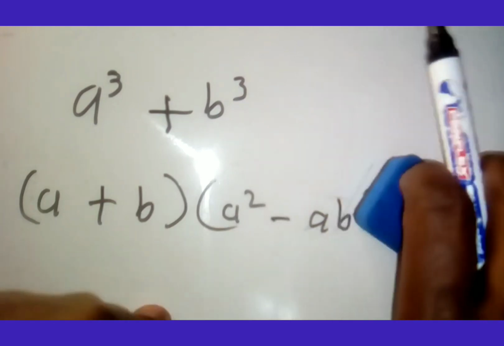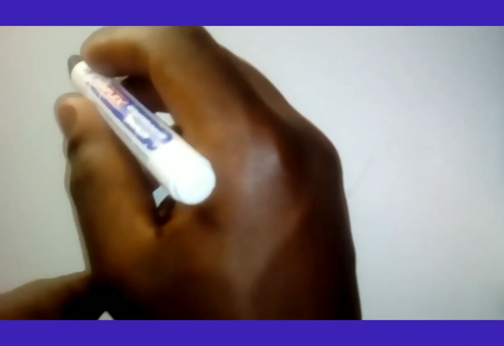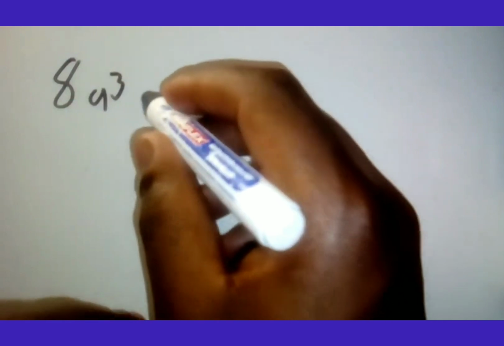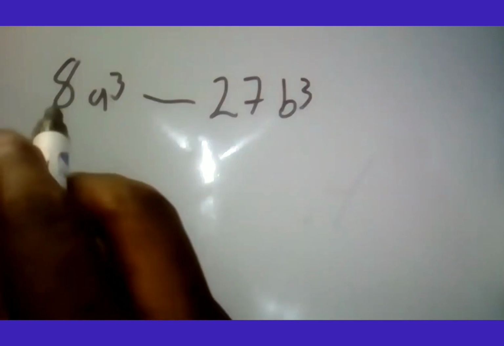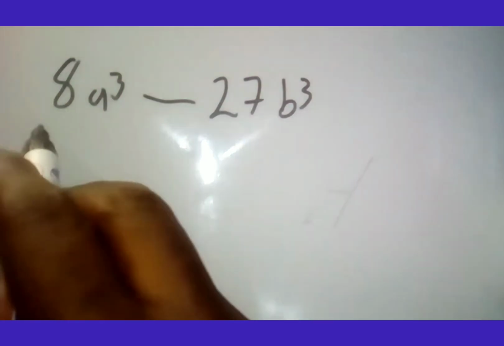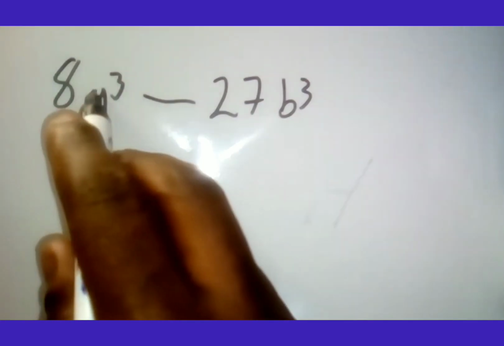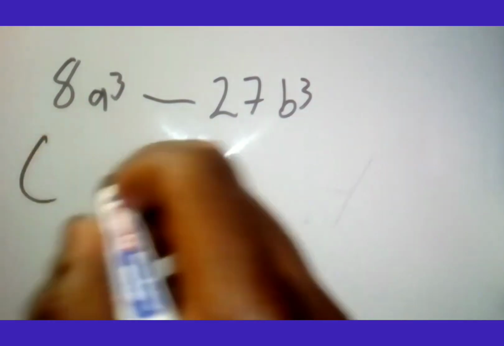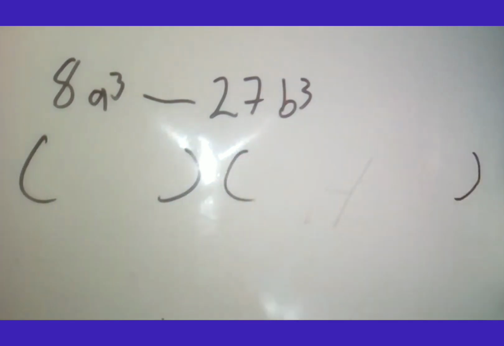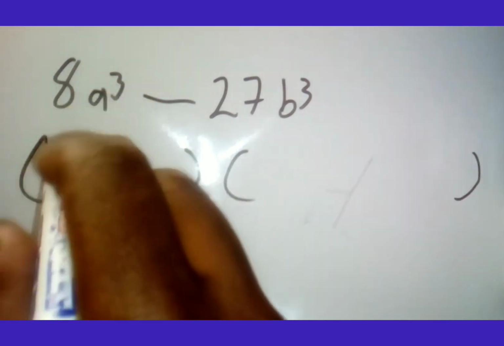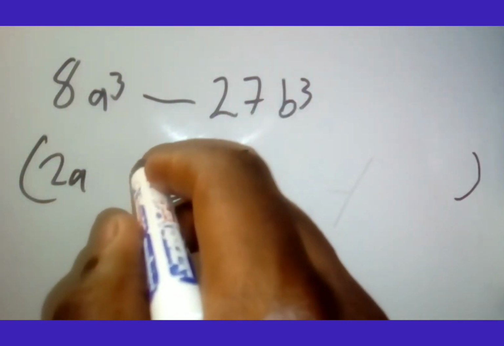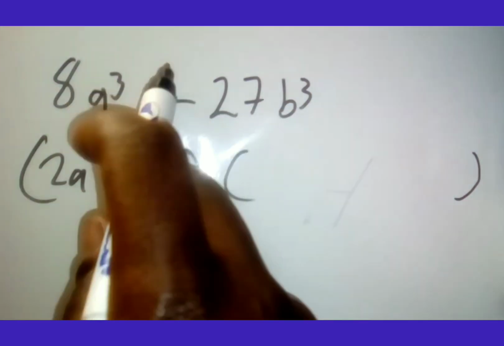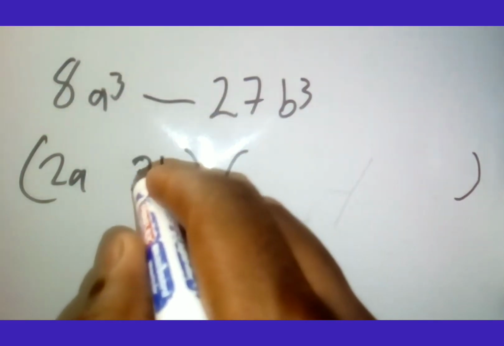Here's another example. Let's say we have 8a cubed minus 27b cubed. Well, we can see 8 is a cube, right? Because 8 is 2 times 2 times 2, that gives you 8. So we open two brackets like that. The cube root of 8a cubed is actually 2a, right? And the cube root of 27b cubed: the cube root of 27 is 3, so it's going to be 3b.